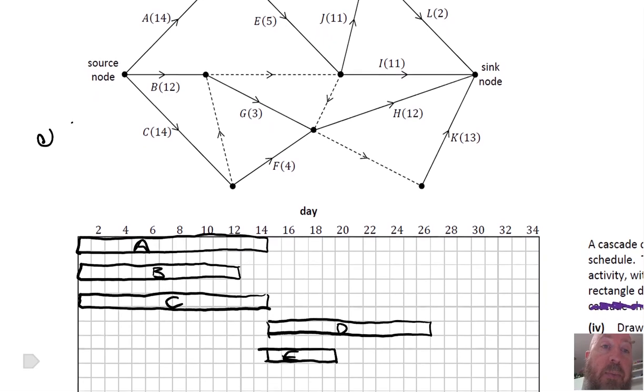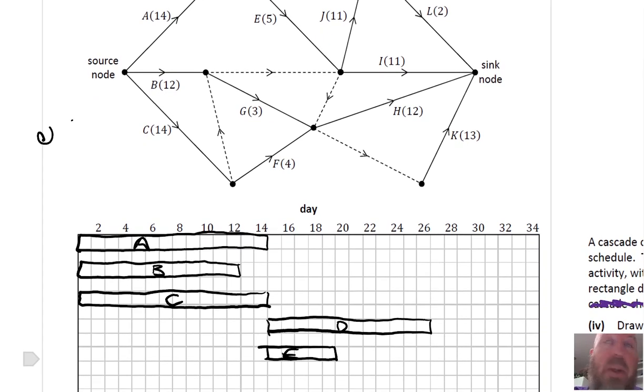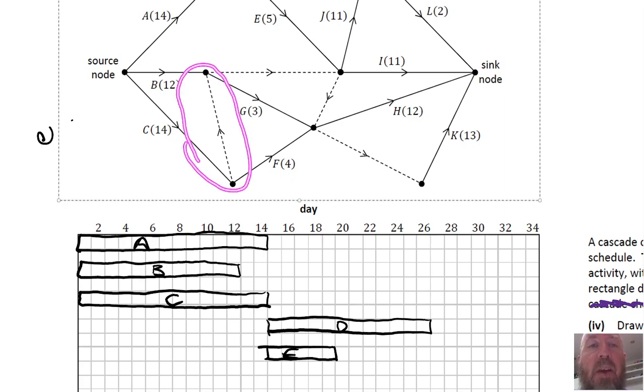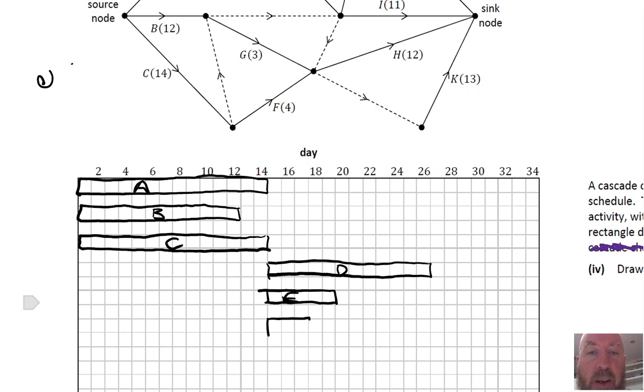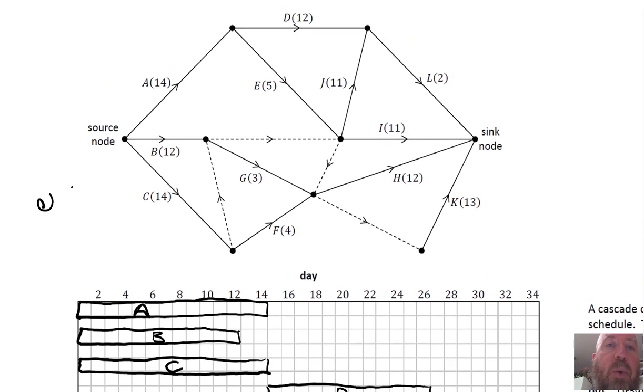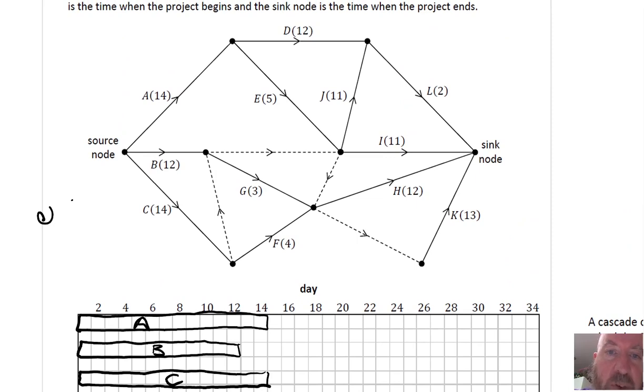Now we have G. G depends on B and C. If you see that dashed line here, C has to finish before G can start. So that means G can only start at 14. So G starts at 14 and is 3. That's supposed to be a G. And the same idea, F can only start at 14 because it goes from C, and that's 4. So that's F. It looks like an E, but it's an F. So we have A, B, C, D, E, F, G.